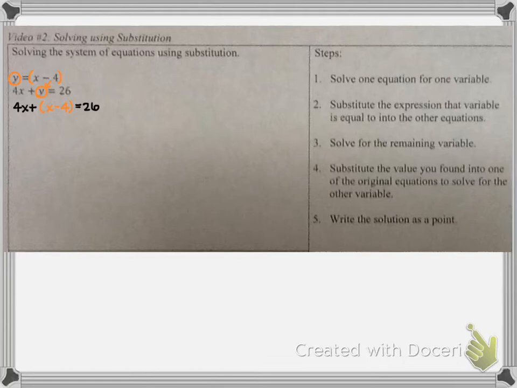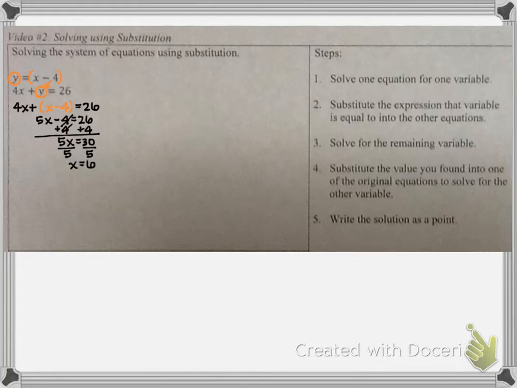I can put the 4x and the x together, and that gives me 5x minus 4 is equal to 26. Now we know how to solve this. So I'm just going to move my 4 to the other side. That's going to give me 5x is equal to 30. If I divide by 5 on both sides, that should give me x is equal to 6.